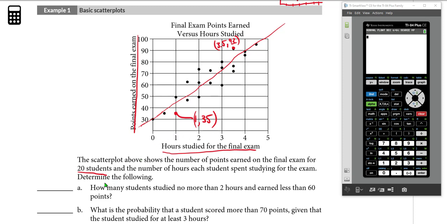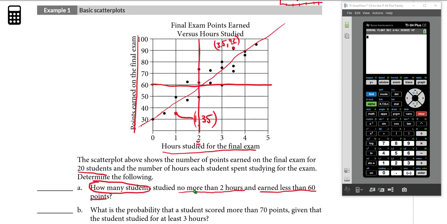We have to determine how many students studied no more than 2 hours and earned less than 60 points. No more than 2 hours. So I'm actually going to do this. I'm going to draw a vertical line. That vertical line represents the 2-hour mark. I'm going to draw a horizontal line at 60. So there's 60.